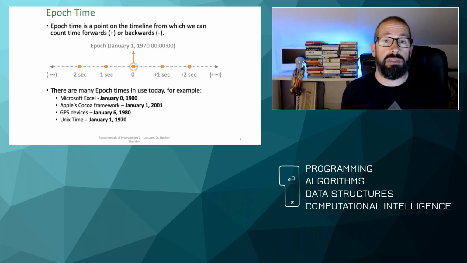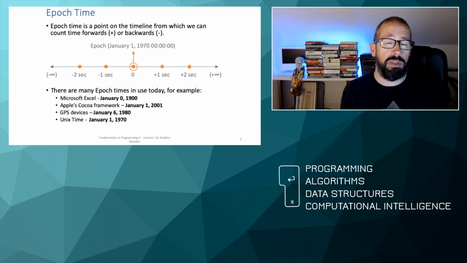Now, as it happens, there are actually many different standards of epochs that are used in different situations. For example, Microsoft Excel uses January 0, funnily enough, 1900 as an epoch time. Apple's Cocoa framework, a development framework for developing iOS apps and so on, uses January 1, 2001. GPS devices happen to use January 6, 1980. And famously, the Unix operating system uses January 1, 1970 at 0000 hours as its epoch time.